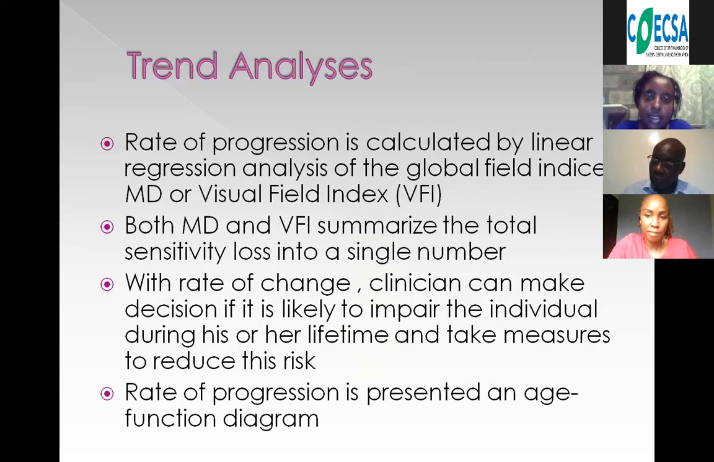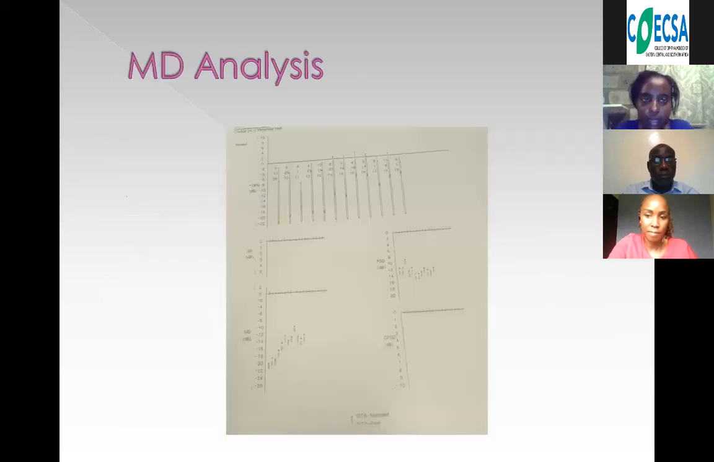Trend analysis is calculated by a linear regression analysis of the mean deviation index. So it gives the rate of change, which can help the clinician make the appropriate decision as to the risk of that person losing their sight. It's usually presented in a graph, which can be extrapolated to see whether this patient is likely to lose their vision. So this is an example of a mean deviation analysis.